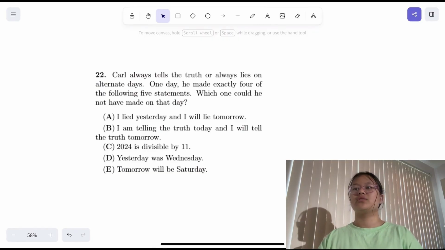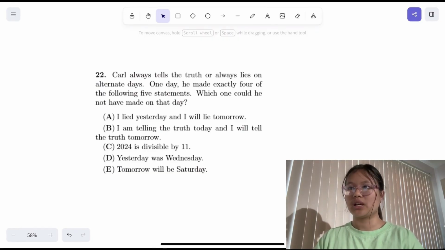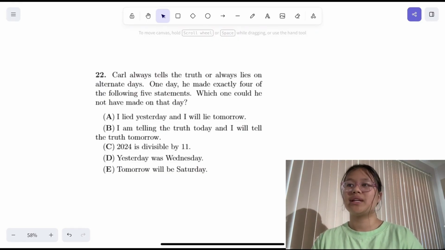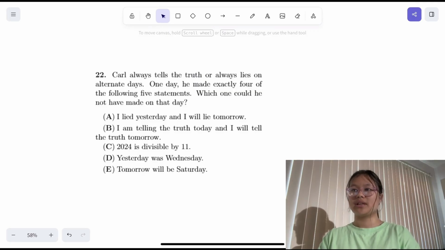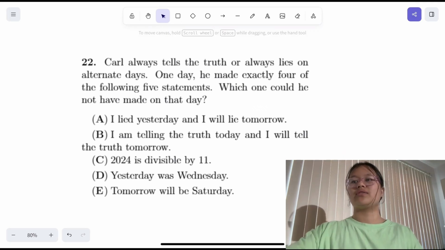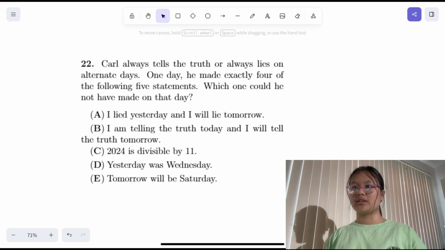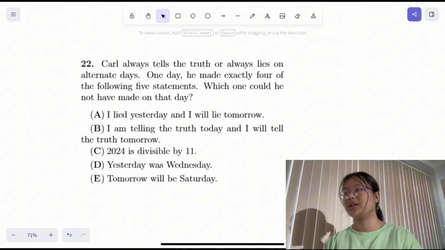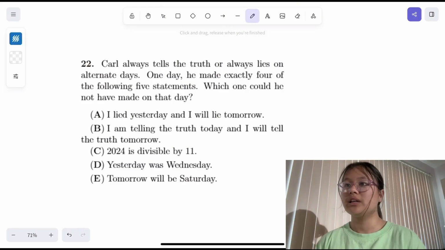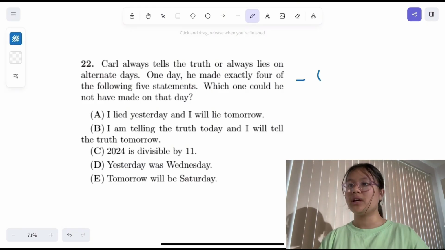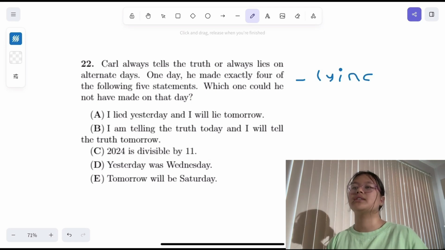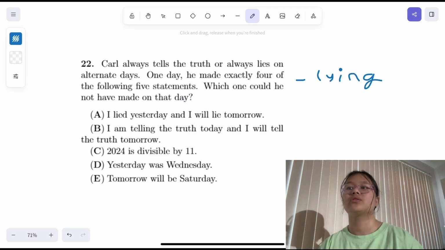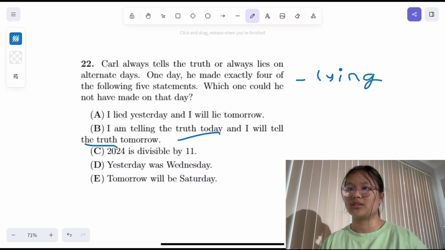Carl always tells the truth or always lies on alternate days. One day he made exactly 4 of the following 5 statements. Which could he have not made on that day? Okay, so first off, statement B can only be made by a person who lies on that day. So right now he's lying, we can assume, and the reason why is because it says he always tells the truth or always lies on alternate days, so he switches alternately, so that does not work.